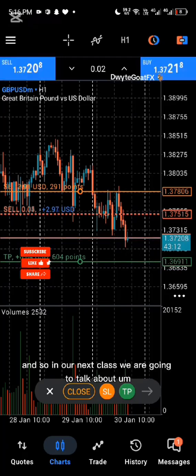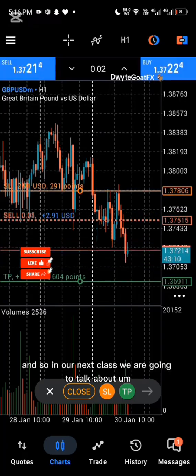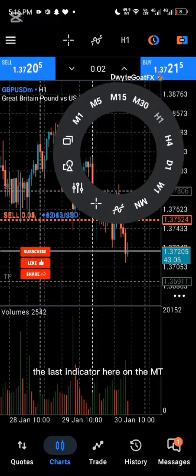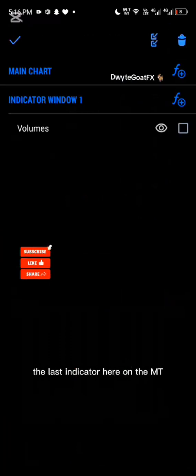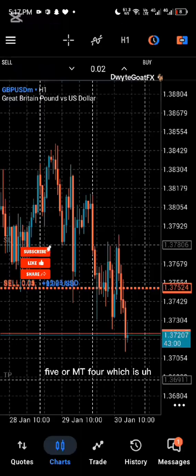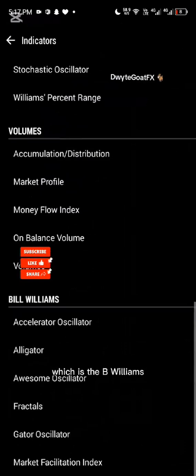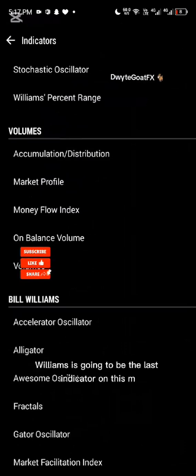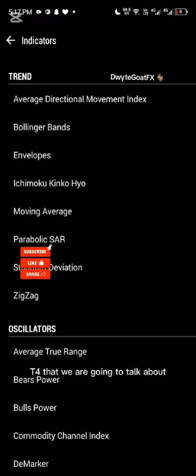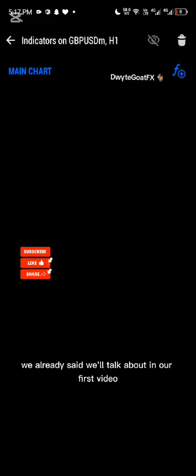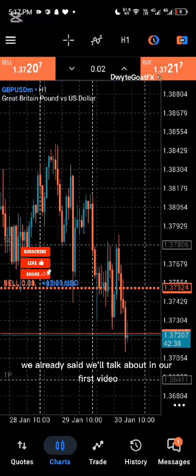In our next class we are going to talk about the last indicator here on the MT5 or MT4, which is the Bill Williams. The Bill Williams is going to be the last indicator on this MT4 that we are going to talk about. Then we are going to move to our next subtopics that we already said we'll talk about in our first video.